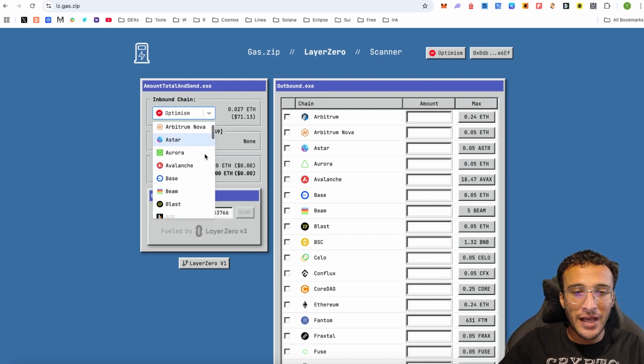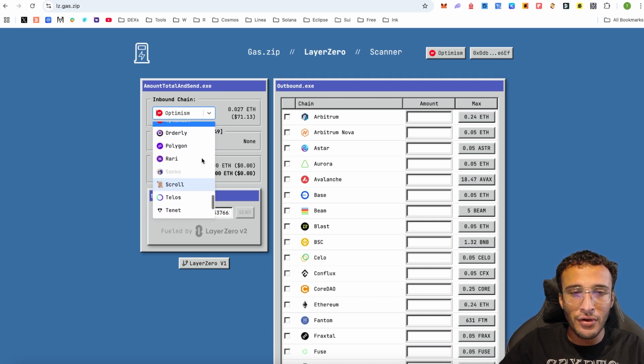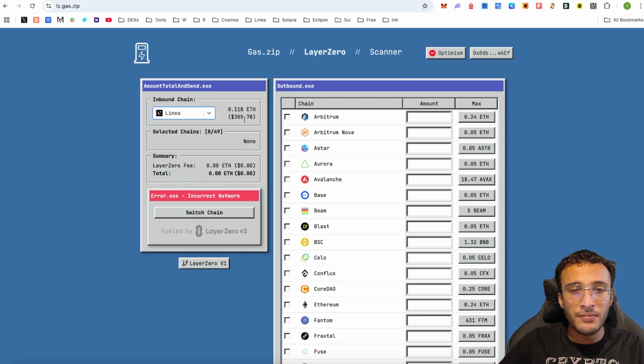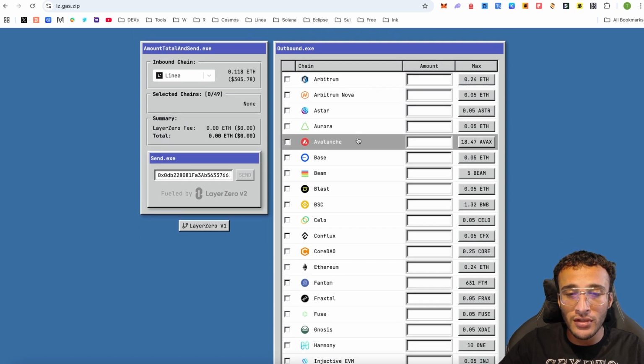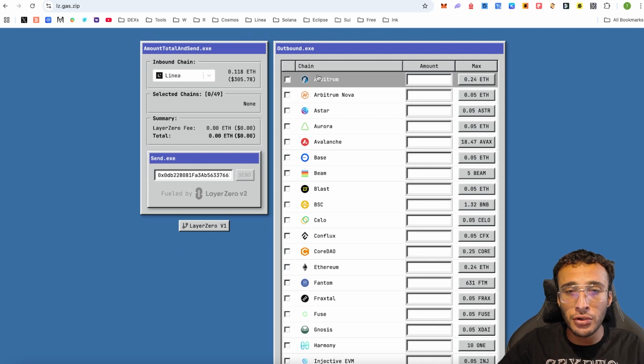We're now going to choose a network on the left-hand side to bridge from. It could very simply be any of the compatible networks you see here. Let's just say, for example, it was Linea. You can see I've got $300 on the Linea network. Now, what I want to do is send over some of my ETH on the Linea network to some of the networks on the right-hand side. It could be 1, it could be 2, it could be 10.